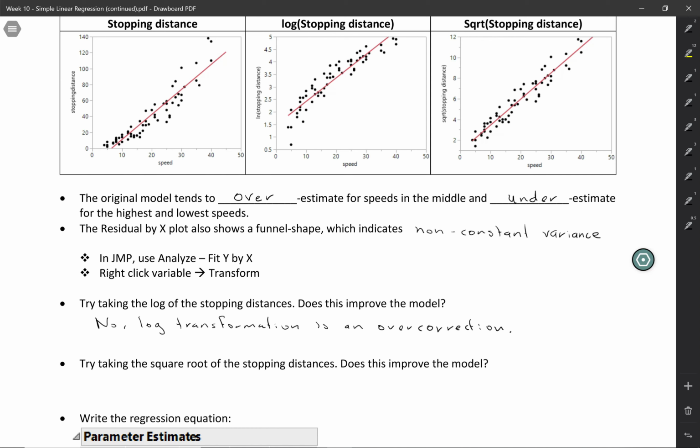The square root fixed both our problems. So now we have linearity, we don't have any curved pattern, and we also have constant variance. So it's very clear here that this is the model that we want to use.